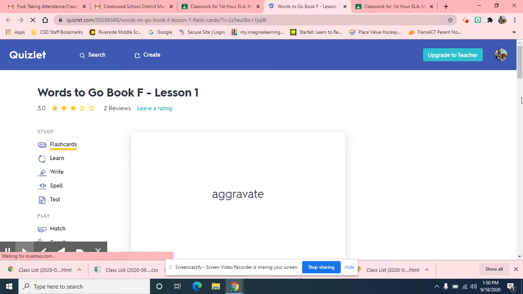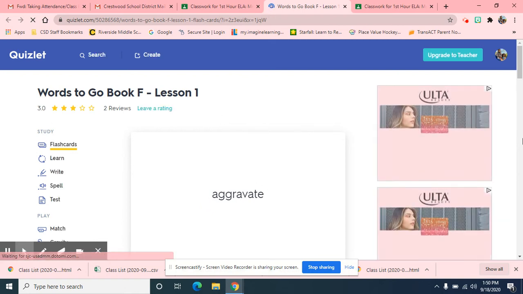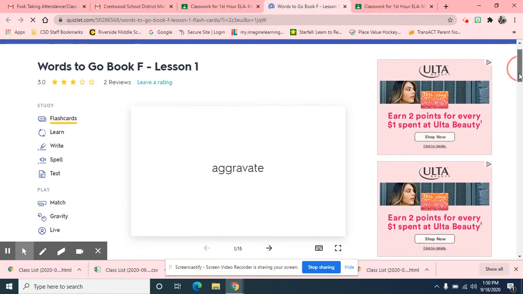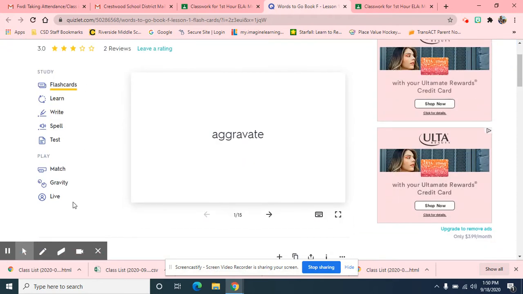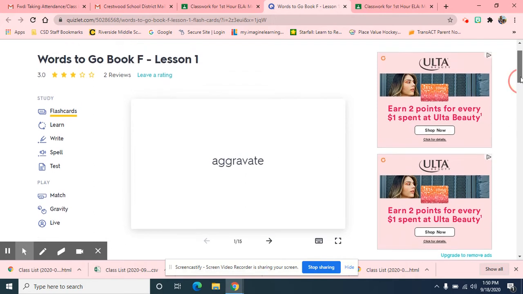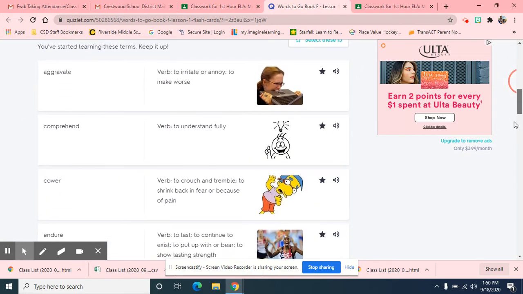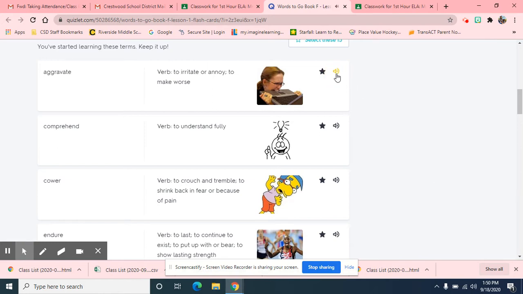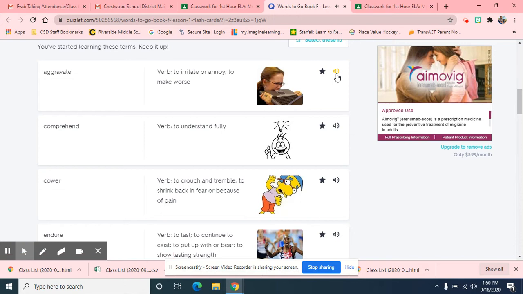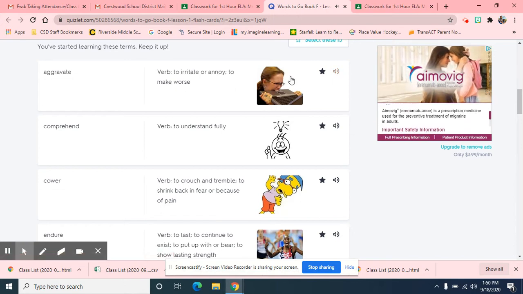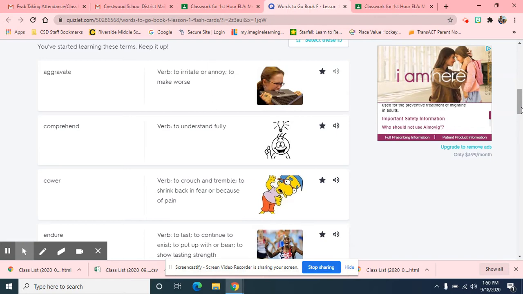All right, now it will show you lesson 1. This is what we're doing for this week, lesson 1. You have a couple of things on the left side. So the first one, you will see the words and then you can see the definitions. So the first word is aggravate. And the nice thing about Quizlet is that you can actually have them read the words and the definitions to you. If you don't know how to say a word, you click right here. Aggravate, verb, to irritate or annoy, to make worse. Okay, you look at the picture. So this will definitely help you read and listen to the words.